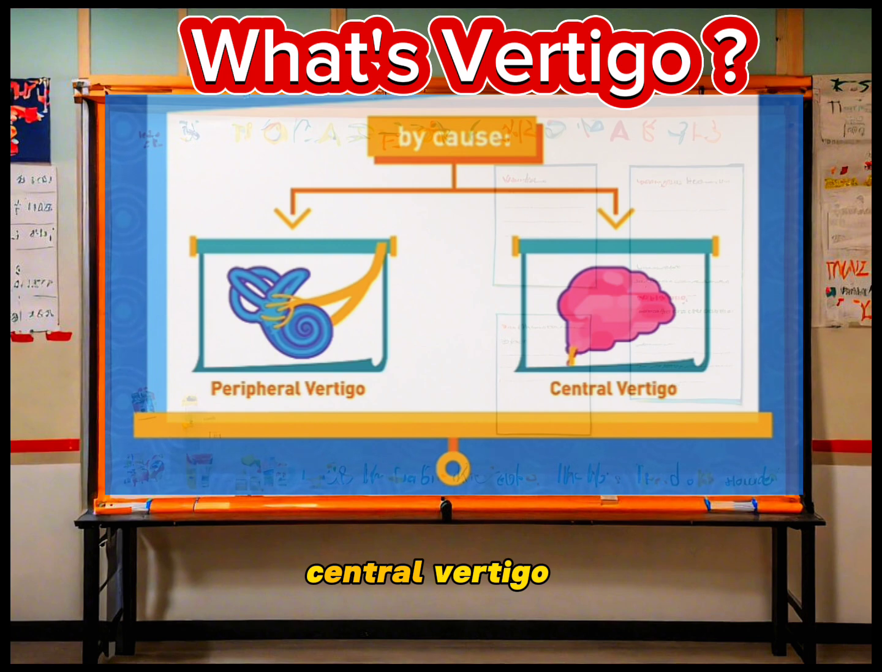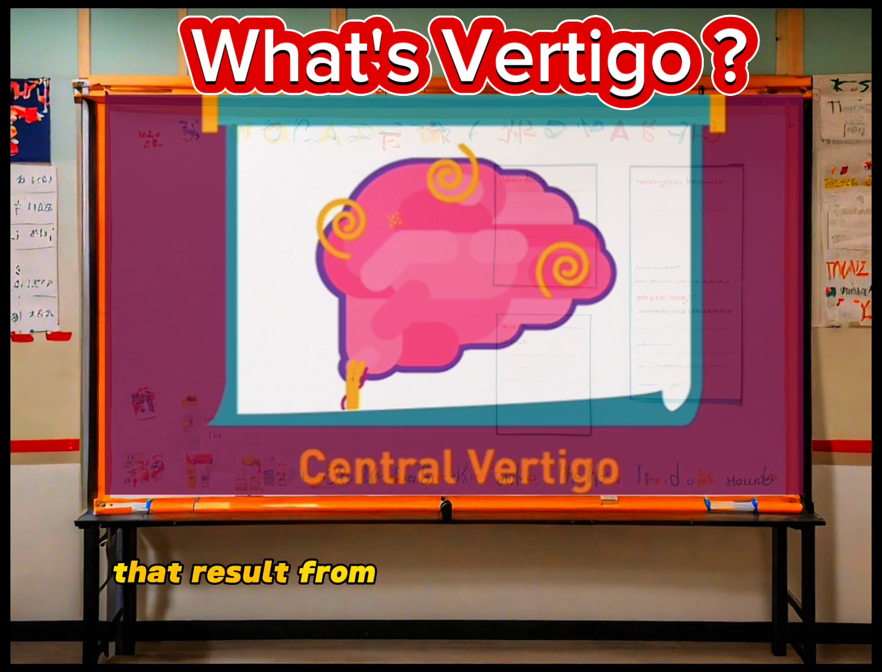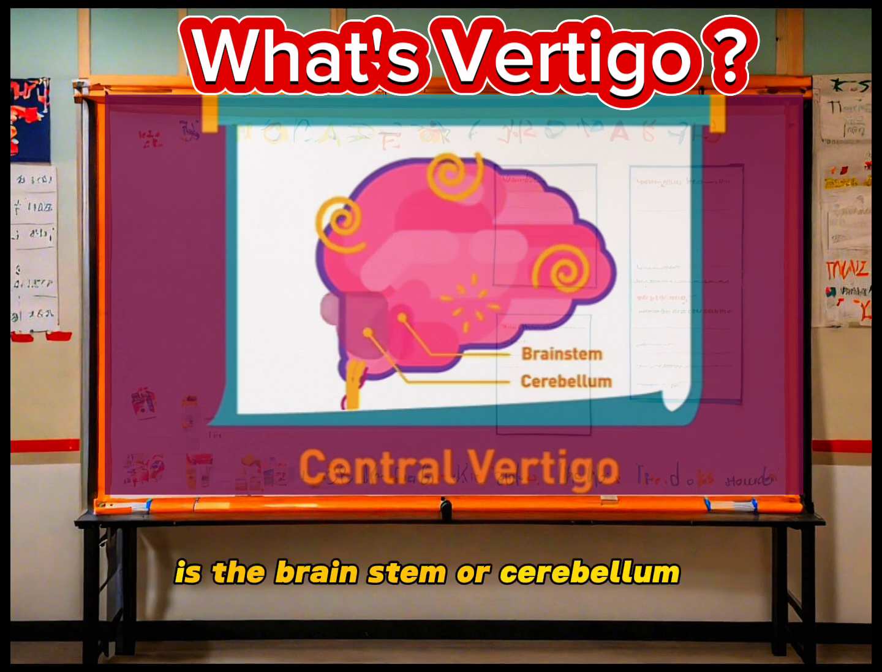Central vertigo. Central vertigo refers to the dizziness of vertigo that results from a problem in the brain. The area of the brain that is usually affected is the brainstem or cerebellum.